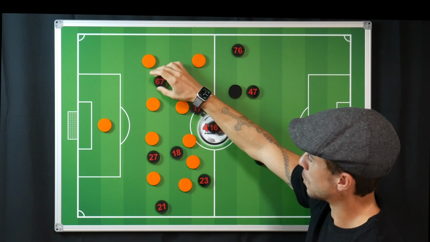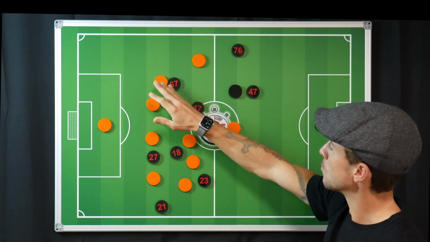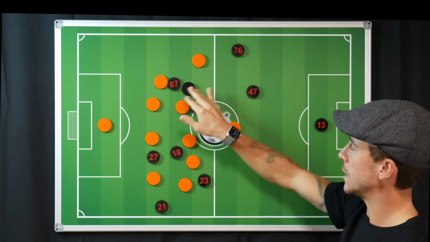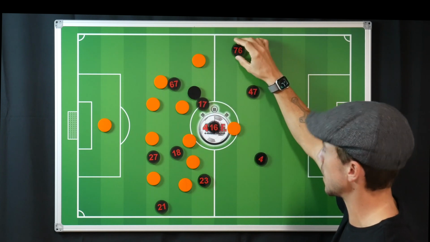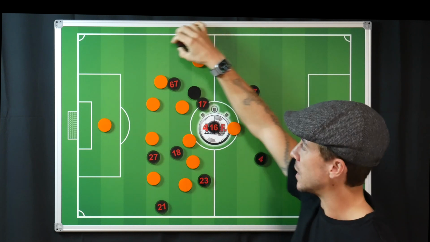We would look for Harvey Elliott to be dropping into the gap, which more often than not, which was a key pattern, was their fullback would bite on the pass to the inside. We'd be playing the ball in, he'd be setting it back into Curtis Jones, and while that ball was being set back, Nico Williams would be timing his run to get over the space in behind.